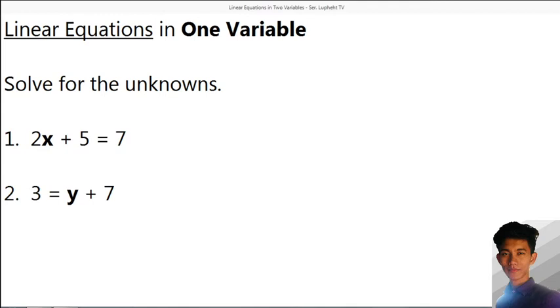Kamusta kayong lahat? This is Sir Lopet at ngayong araw pag-uusapan natin ang linear equations in two variables. Pero bago tayo dumiretso doon, kailangan balikan muna natin kung ano nga ba ang linear equations in one variable. So dito, makikita natin nag-prepare tayo ng dalawang example. So sabi dito, solve for the unknowns.